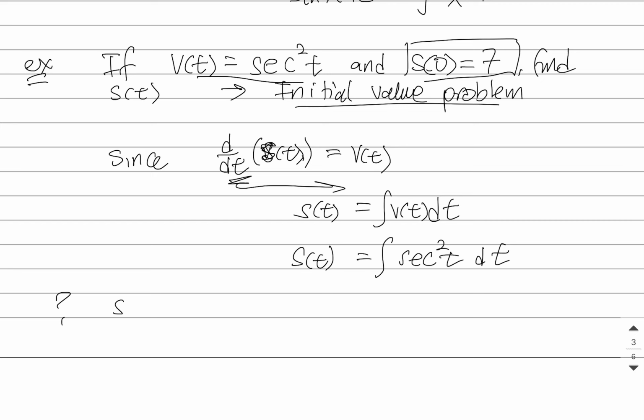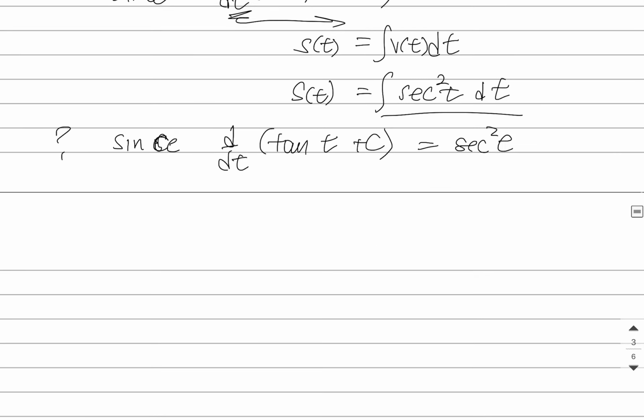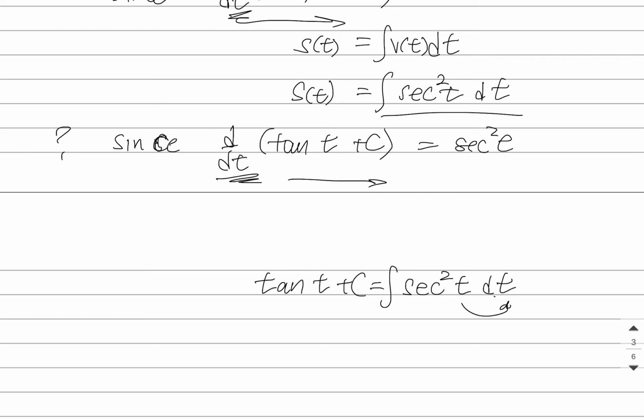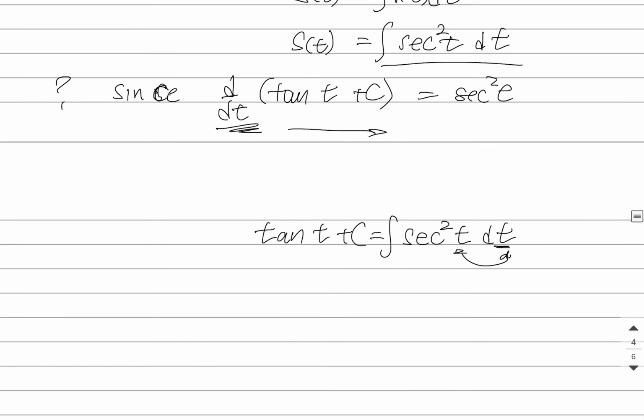Okay, well, here's how we tackle this. Since the derivative of tangent plus any constant is equal to secant squared, this is just a basic antiderivative. We pull a switcheroo and we say that the antiderivative of secant squared of t with respect to t, remember these have to match, is going to be tangent of t. So the position at any time is tangent of t plus a constant. Now I need to evaluate this constant with the initial conditions.